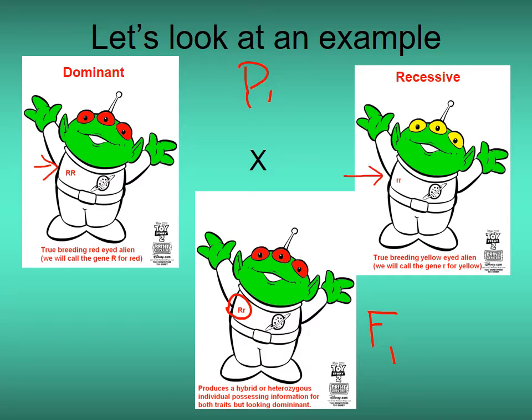When we cross those two together, the big R parent can only give a big R to the baby. The little r parent can only give a little r to the baby. So all babies are going to be heterozygous, big R, little r, and carry the information for both of the traits. But because red is dominant over yellow, it will be red.